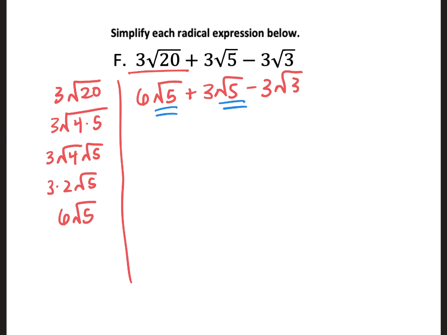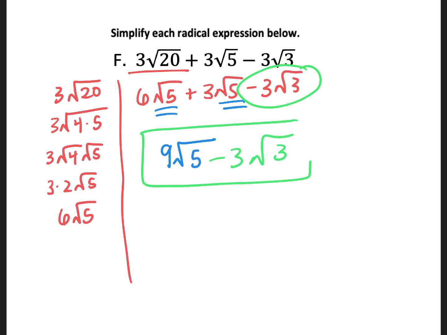So I notice I have 6 plus 3. That gives me 9. We need that square root of 5 on the end. And then don't forget the last part, minus 3 root 3. And then this is your final answer. You don't have to do anything else. That one's kind of nice because we only had to simplify once.